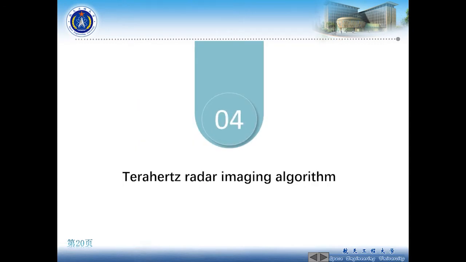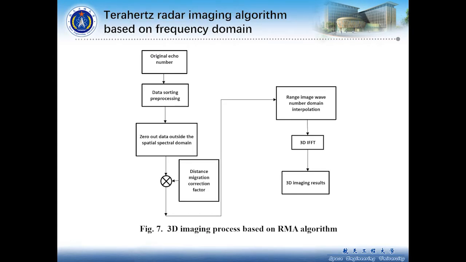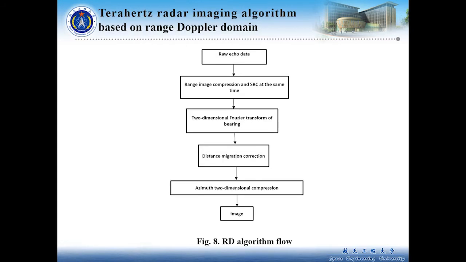Terahertz radar imaging algorithms. The first is the terahertz radar imaging algorithm based on the time domain. Terahertz radar imaging algorithm based on the frequency domain. Figure 7 is the imaging process based on the RMA algorithm. Terahertz radar imaging algorithm based on the range Doppler domain. Figure 8 is the RD algorithm flow.